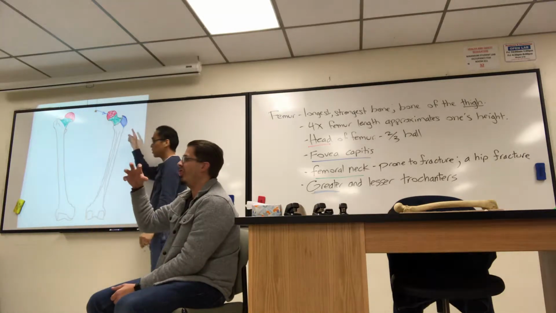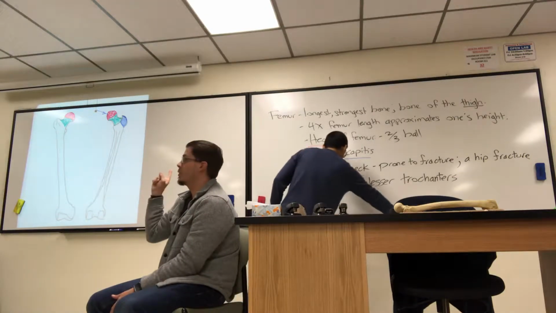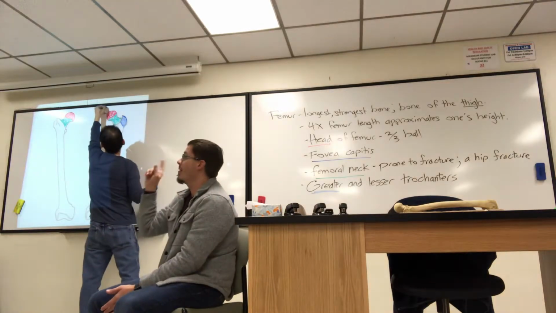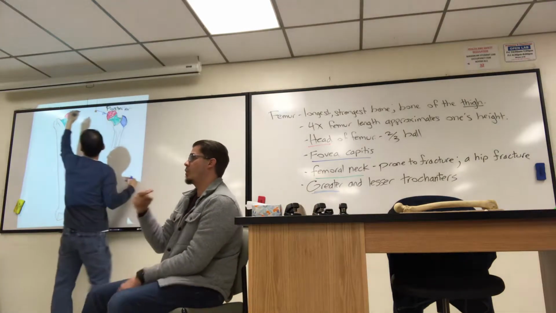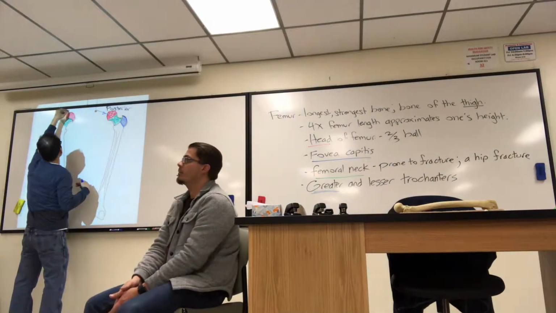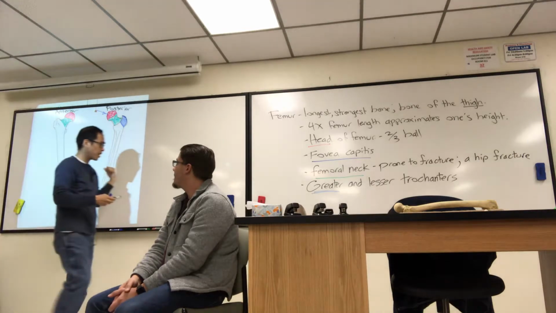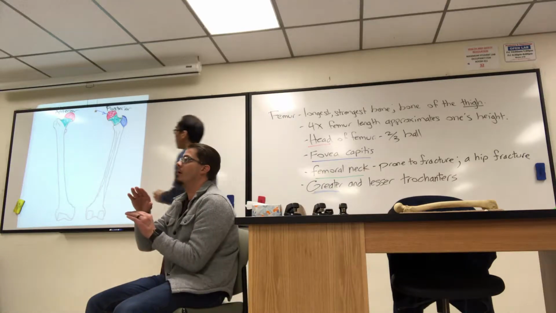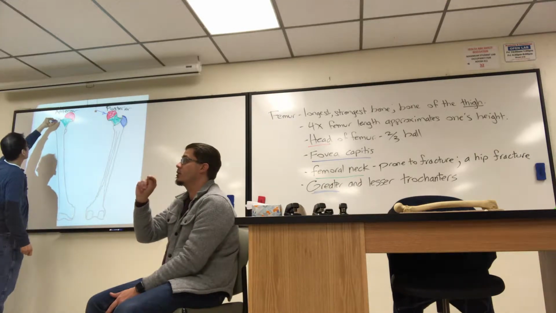So that's a posterior view. I should probably label this. This is the posterior view. And this is the anterior view. Anyways, on the anterior view, you can also see the trochanter. I would say right here.